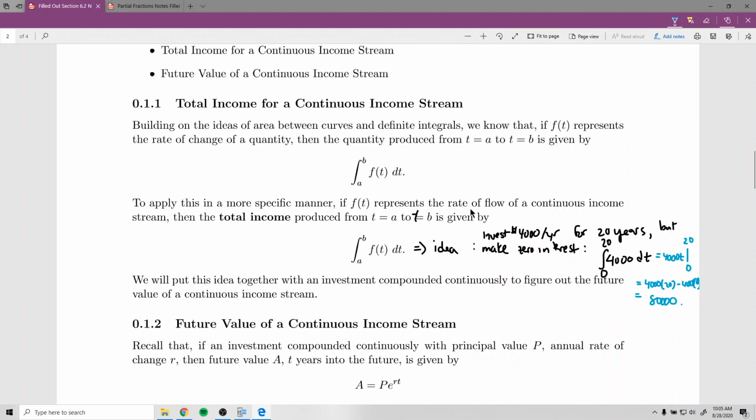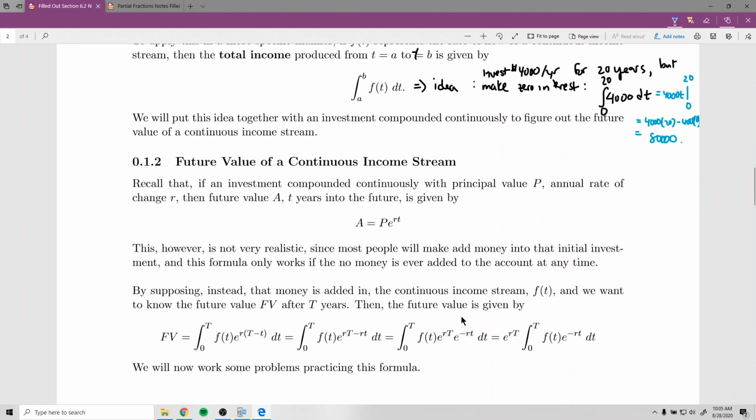So we don't really worry specifically about the total income because we're not trying to make 0% interest in our investments, but that's the starting point. The hope is that you will make some money, and it can be approximately thought of as a continuous income stream that's compounded continuously as well. So what we'll do is take this and add in the PERT formula somewhere. Recall that if an investment is compounded continuously with principal value P, the amount we invest initially, and annual rate R, then the future value A, T years into the future, is given by that PERT formula.